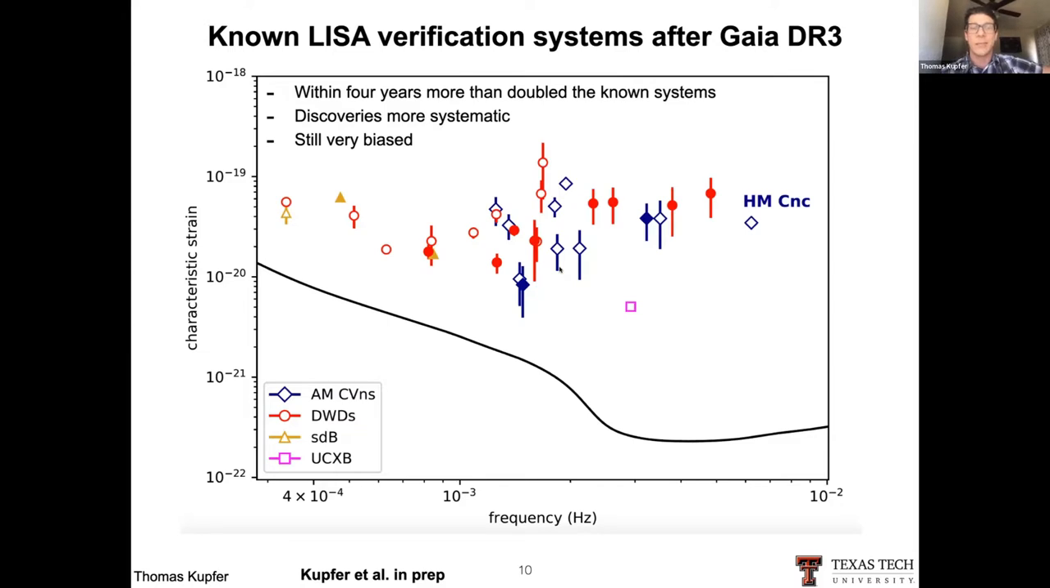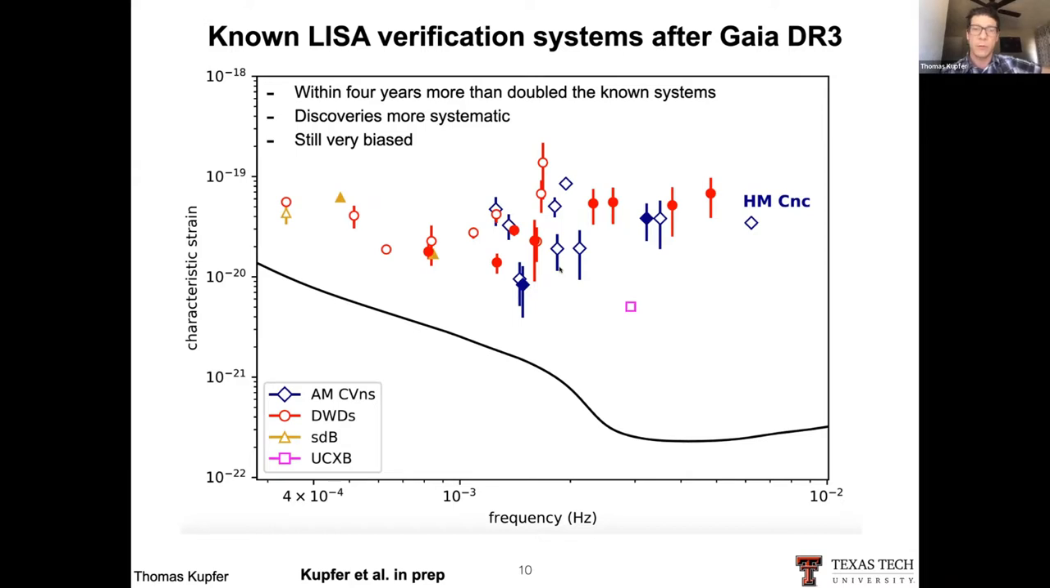And that also means that, yes, we find more systems. Yes, we are more systematic, but the current population is still very biased. So that's something always to keep in mind. We're getting better, but we are still very biased. And I think we are not quite there yet to make population predictions from the observational side, especially from the photometric sources. But we're getting much better and we're finding much more sources.